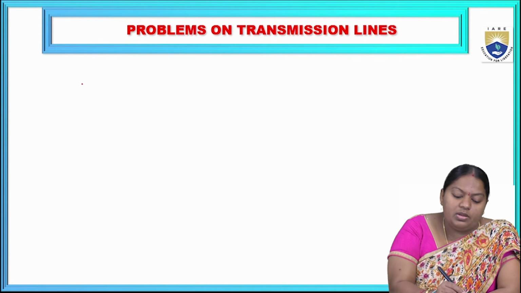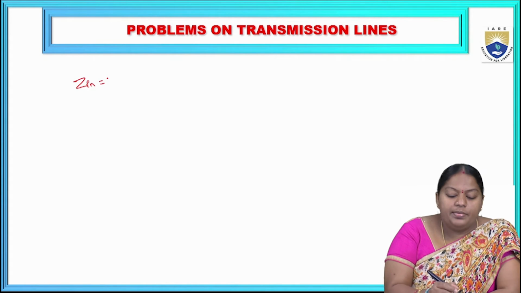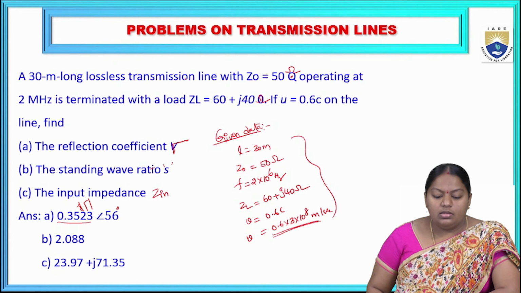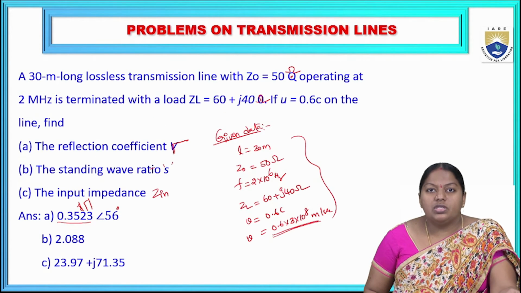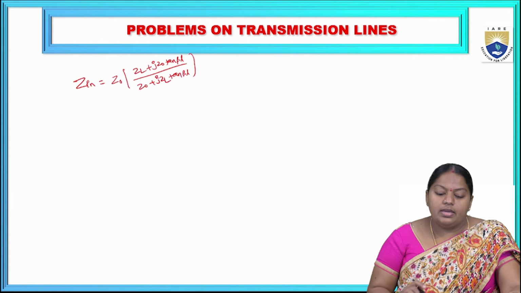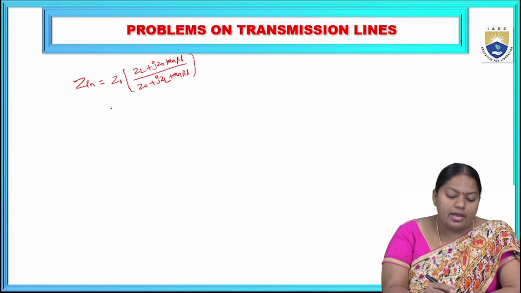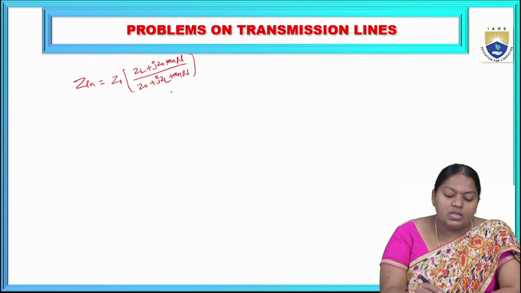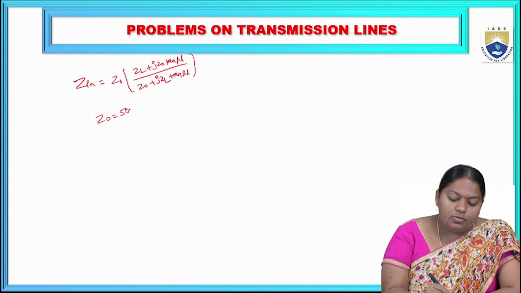Next, the important one is input impedance. To find the input impedance, for a lossless line the formula becomes Zin equals Z0 into ZL plus jZ0 tan beta L, divided by Z0 plus jZL tan beta L. In the given problem, a 30 meters long lossless transmission line is given, so we consider the input impedance equation as Zin equals Z0 into ZL plus jZ0 tan beta L by Z0 plus jZL tan beta L. From the given data, Z0 is 50 ohms and ZL is 60 plus j40.